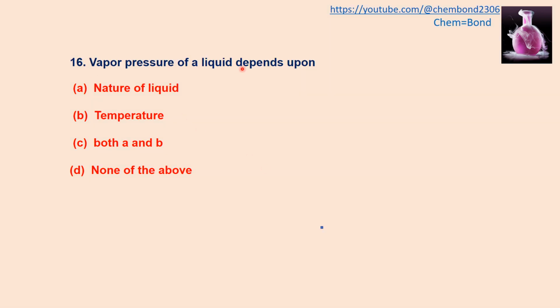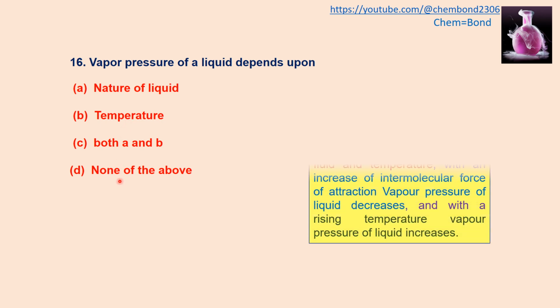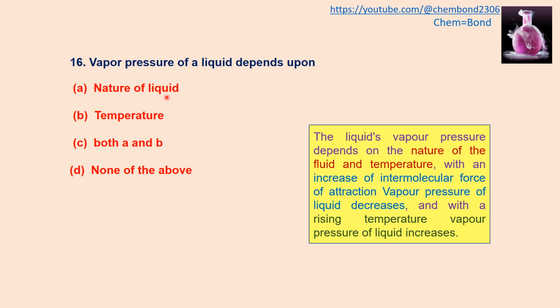The vapor pressure of a liquid depends upon: the nature of the liquid, temperature, both A and B, or none of these. The nature of the liquid means the intermolecular forces that are present between the molecules. If there are stronger intermolecular forces, the vapor pressure will be lower. And with an increase in temperature, the vapor pressure will increase. So both these factors affect the vapor pressure of the liquid. So both A and B is the correct answer.